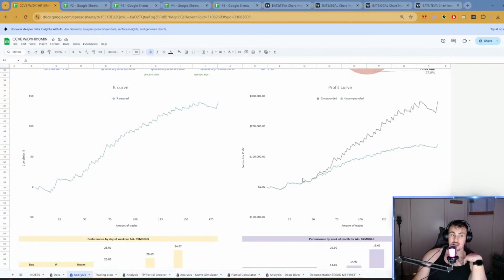Because if my system and the way I partial and manage trades is leading me to this, then why would I want to go back and do anything else that I haven't tested? Because this is showing me profitability.